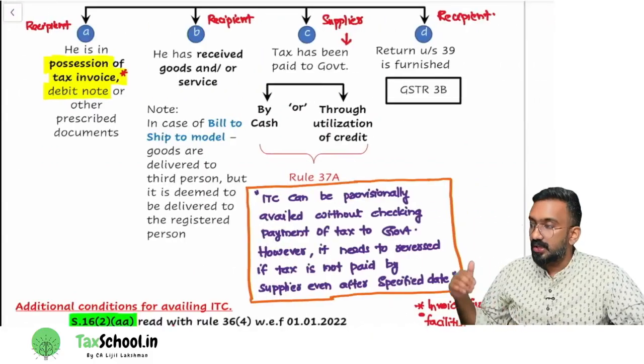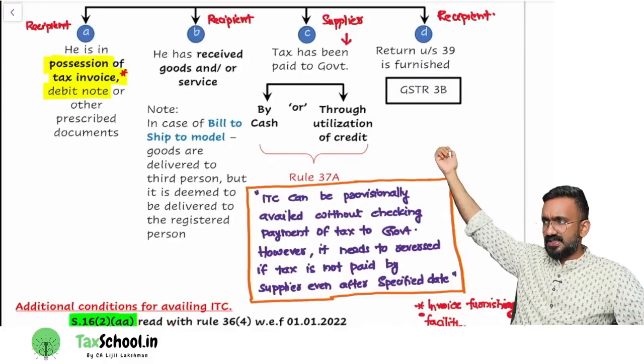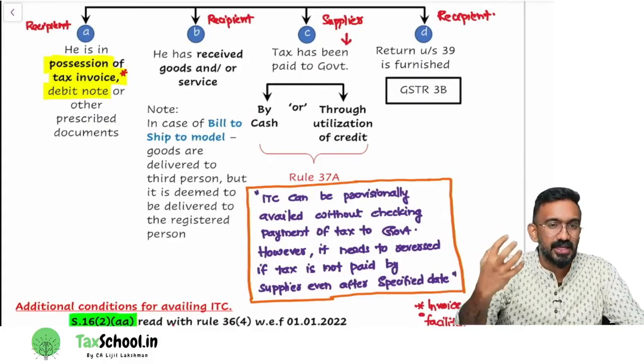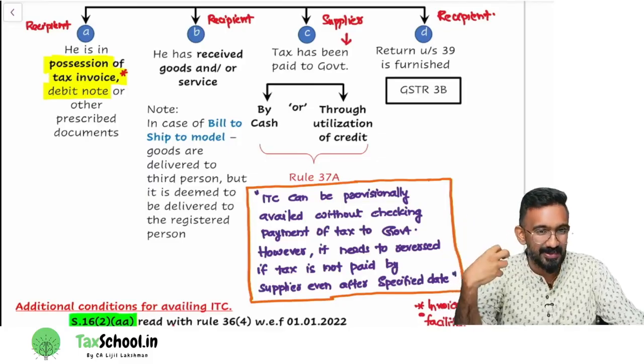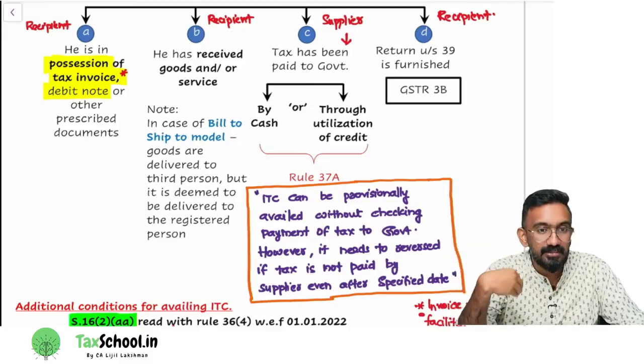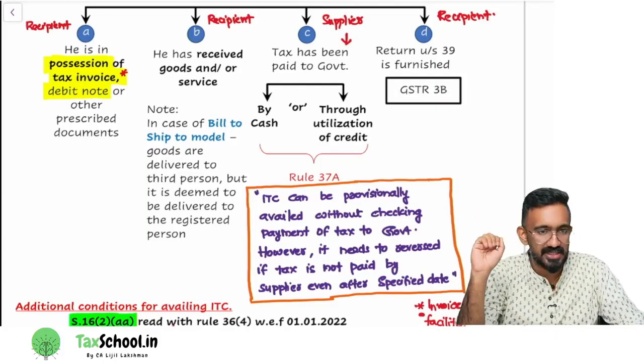Then the clause D that we have says that return under section 39 is to be furnished. You have to file your GSTR 3B, the recipient. What do you mean by availing credit or claiming credit? To claim credit, you have to file your return and then avail the credit. This is the provision that we have as a condition there.